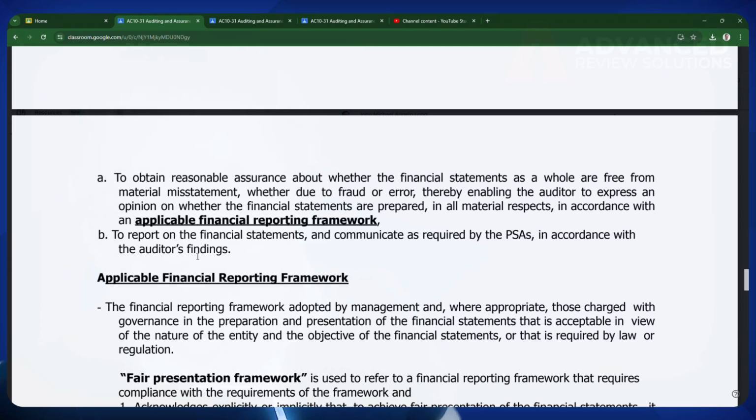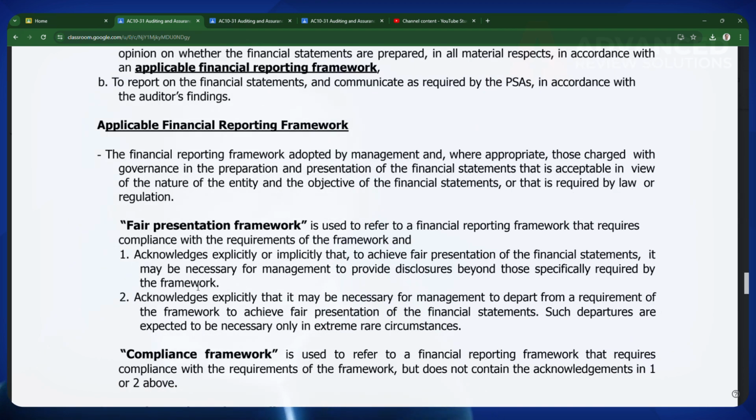No? Whether financial statements are prepared in all the material respects, no? In accordance with the applicable framework. Alright, so yan. To report on the FS and communicate as required by the PSAs in accordance with the audit findings. Okay? Yan. So, ano yung applicable framework naman? No? So, of course, in your framework, very important here is your fair presentation and compliance. Pag fair presentation, ibig sabihin, you are free from bias, no? Or acknowledge explicitly or implicitly to achieve the presentation of the FS. Okay? Yan. Fair dapat yan.